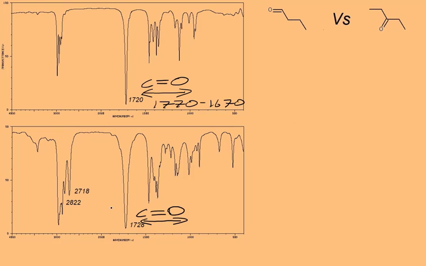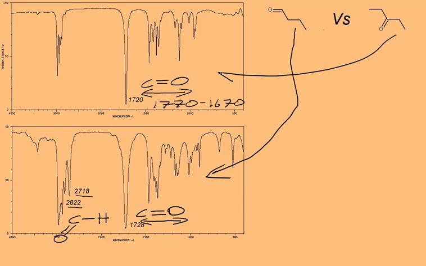But the main distinction between an aldehyde and a ketone are these two peaks here, just above 2800 and just above 2700. These are CH stretches for a carbon which is double bonded to the oxygen in the aldehyde. A ketone does not have hydrogens attached to the carbonyl carbon. So the aldehyde is our second spectrum and the ketone is our first spectrum.